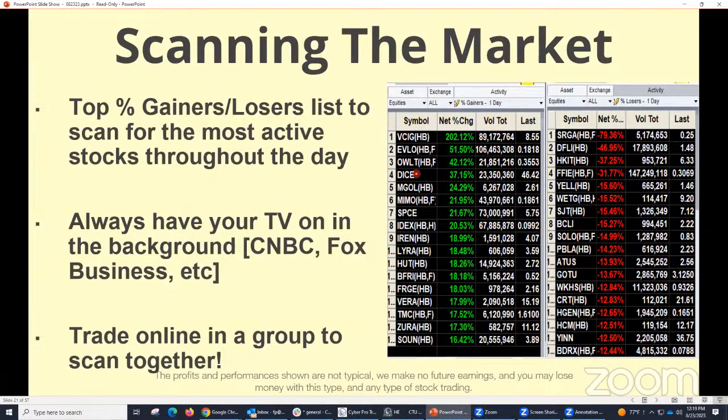Now, the question everyone's always asking is, how do you find these stocks? How do you know that one was moving? I don't have a crystal ball, but what I do have, and what you all have, is the big percentage gainers and losers. Those big percentage gainers and losers help us find the stocks that are moving. Like today, there was a whole bunch of them that moved pretty cool. And we'll talk about them.